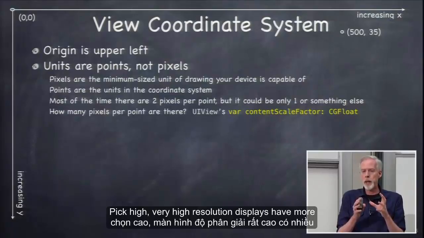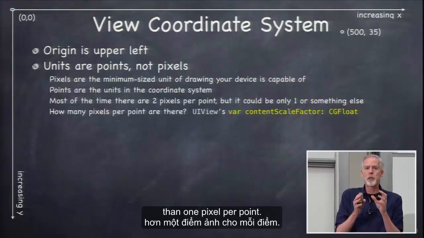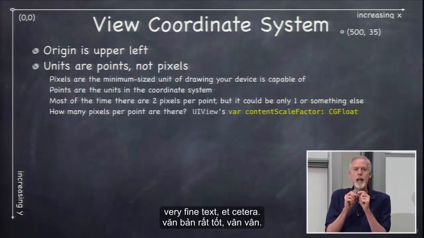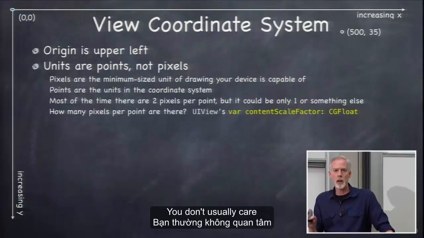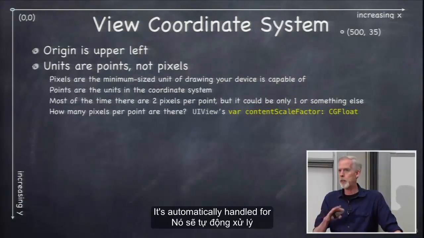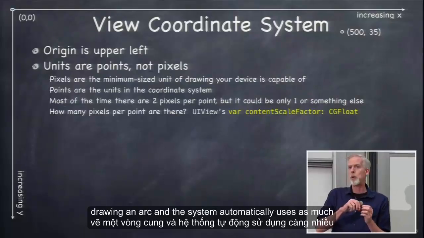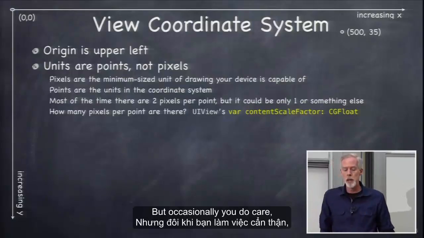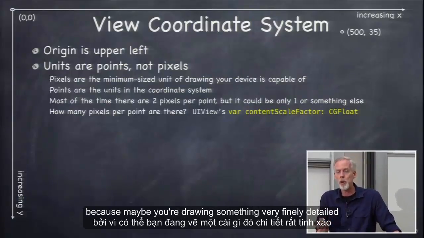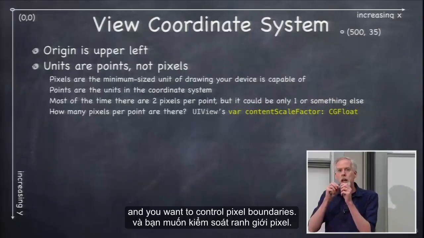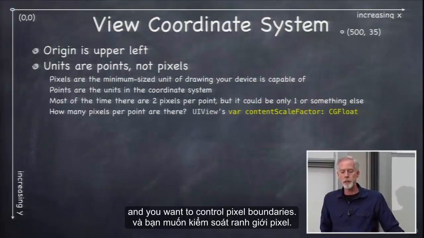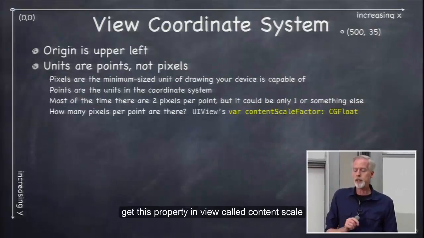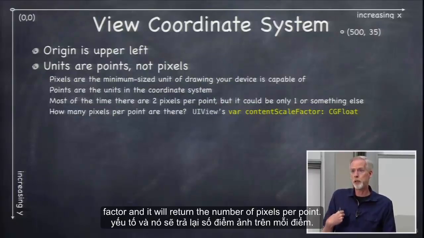Very high resolution displays have more than one pixel per point, because they're able to draw very fine curves, very fine text, etc. You don't usually care about the difference between points and pixels. It's automatically handled for you because you're doing things like drawing text or drawing an arc, and the system automatically uses as many pixels as it can to make things nice. But occasionally you do care because maybe you're drawing something very finely detailed and you want to control on pixel boundaries. And if you want to do that, you can get this property in view called contentScaleFactor, and it will return the number of pixels per point.